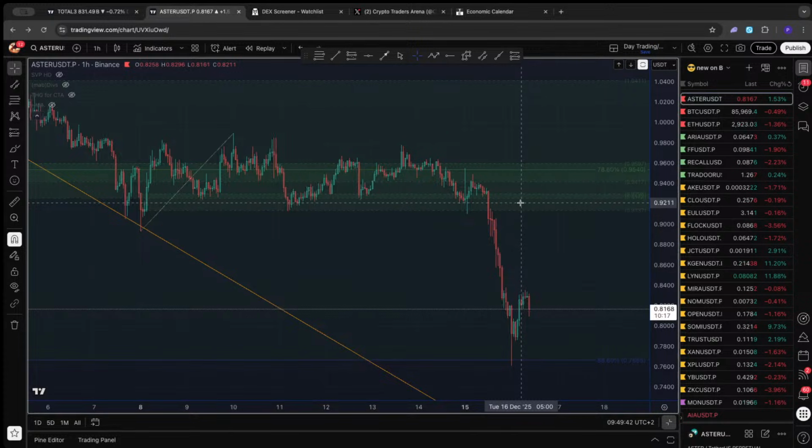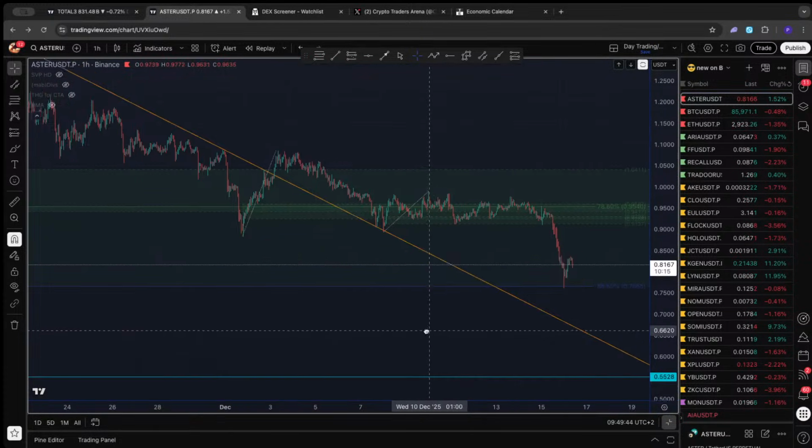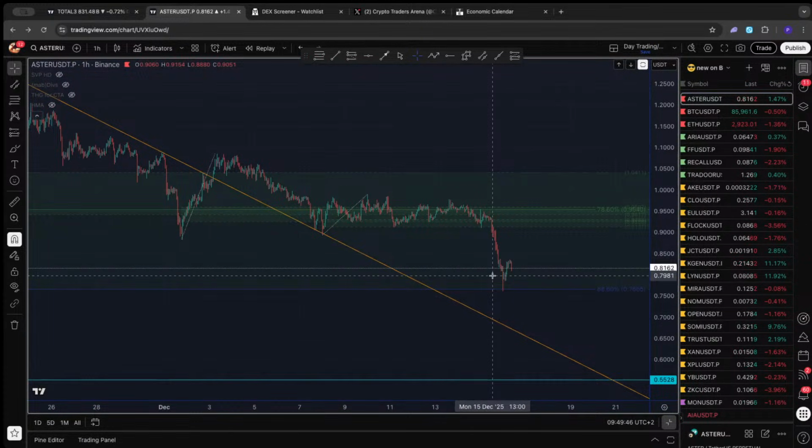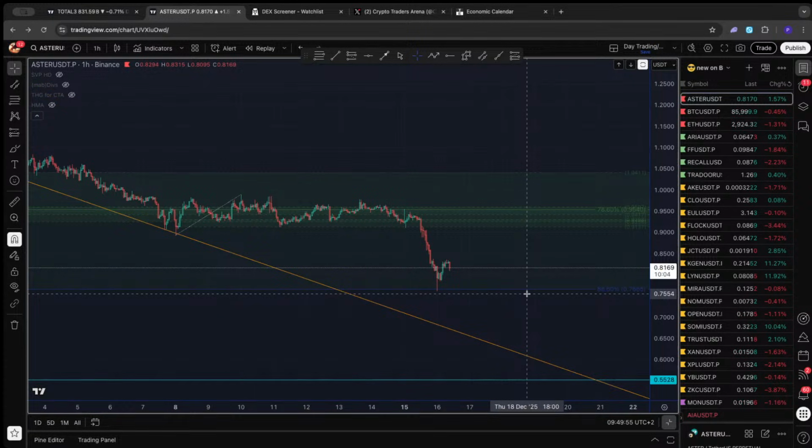Aster on 1 hour. Well, look what happened. We shit the bed here. I said dollar cost average. Is 80 cents a good level to dollar cost average? Yes, it is. Could the market dump even more? Yes, it could. Will I buy even more at lower levels? Yes, I will. Simple as that.